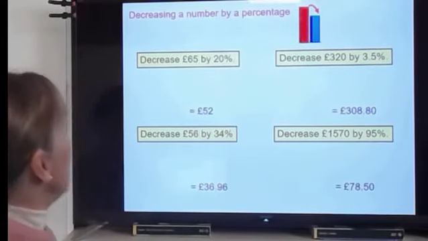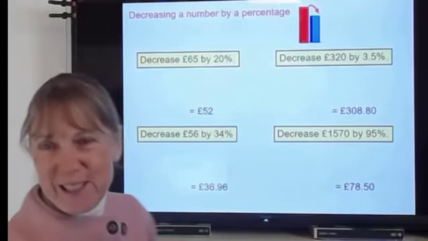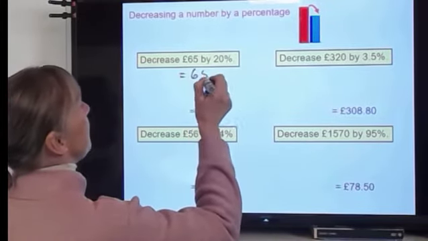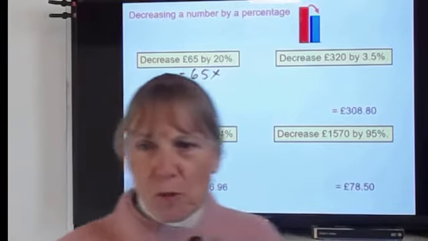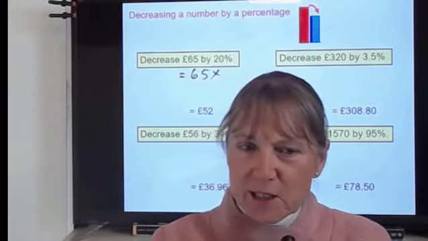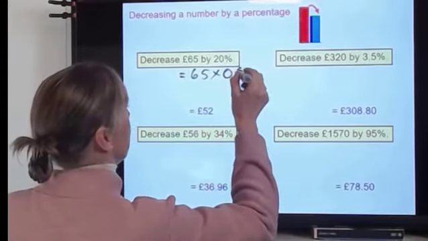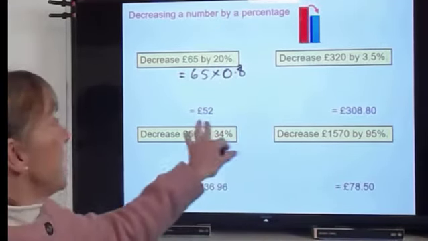Some more examples. So how do we decrease 65 by 20%? Well, it's going to be 65 times, so we want to leave behind our 20%. So all we want is 80%. So if we multiply it by 0.8, we'll get 52.